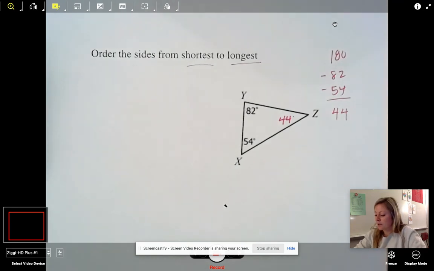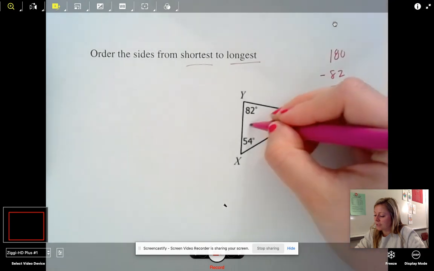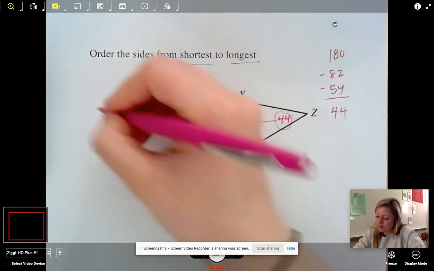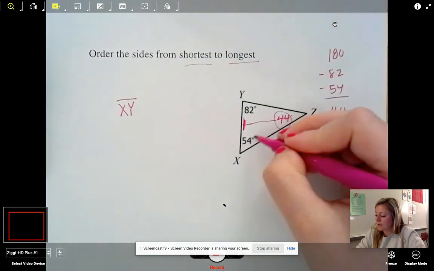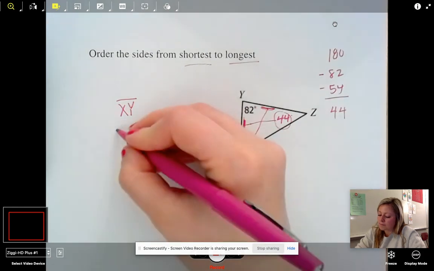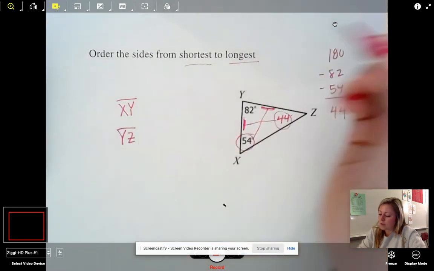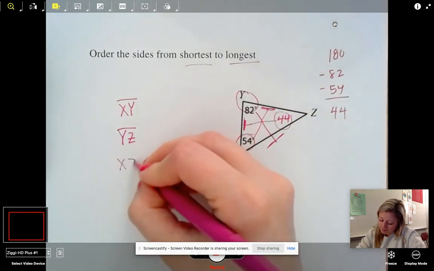Okay, here we go. My smallest angle out of these three is 44. What side is opposite it? That would be XY. My medium angle is 54, which is across from YZ. And then lastly, our biggest angle is Y, which is across from XZ.